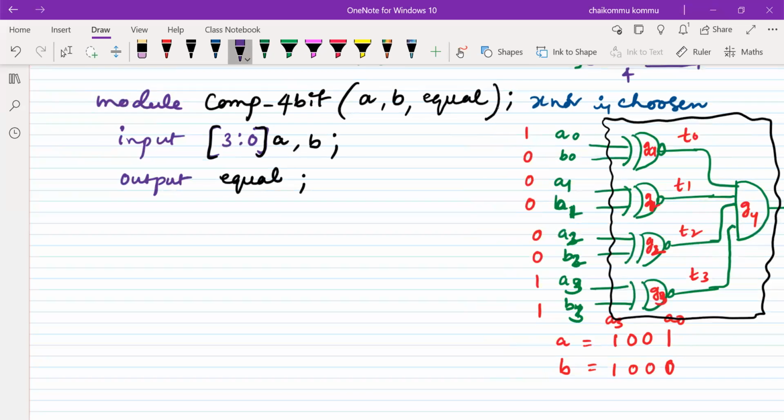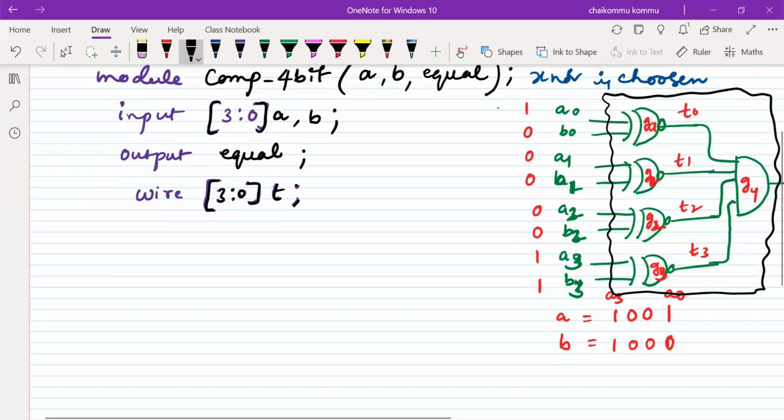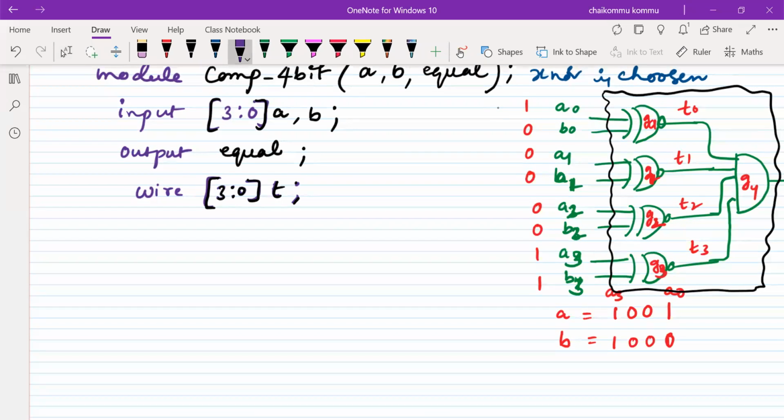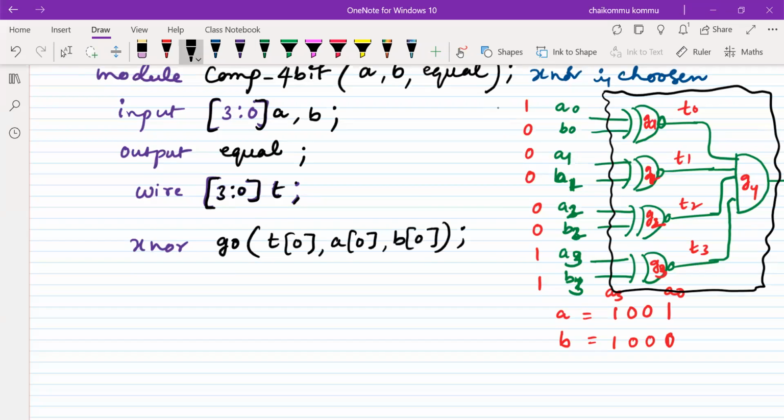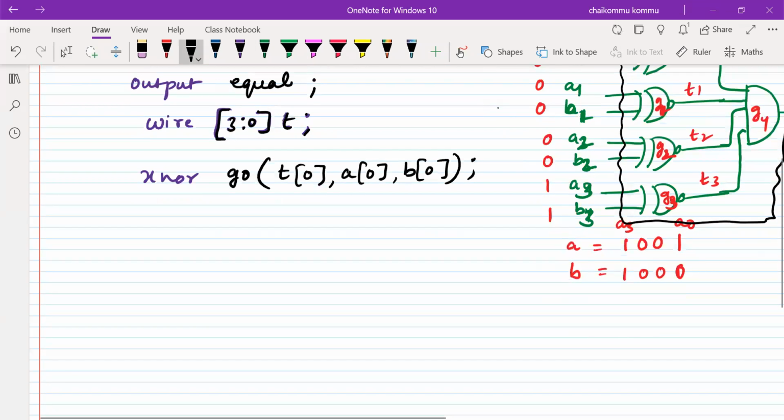This I also want to write in vector notation: wire [3:0] t. Fine. Now I want to call the gates one by one. First an exclusive OR gate, called g0. Output is t of 0, inputs A of 0, B of 0. Fine. Next, similarly, I'll write another exclusive OR gate.